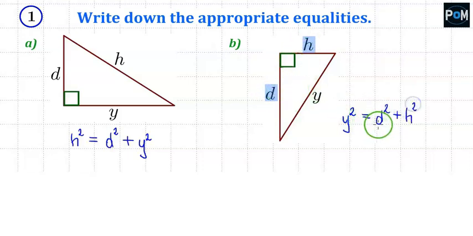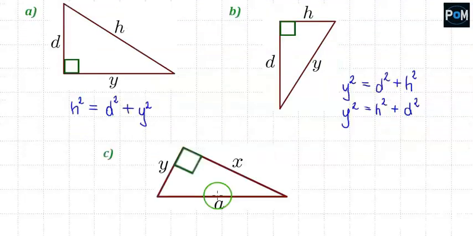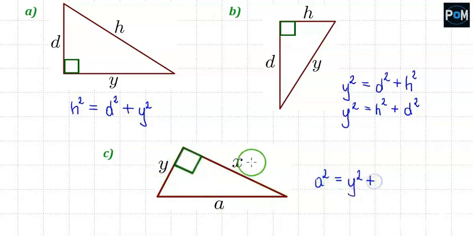If someone were to write these letters h and d in reverse order here, it would of course also be correct. We also have example C in this task. Again, there's a right angle. Opposite the right angle at this place, we have the hypotenuse, and that's the letter A. So we start from a squared equals, for example, y squared plus, we still have x, of course, also squared.